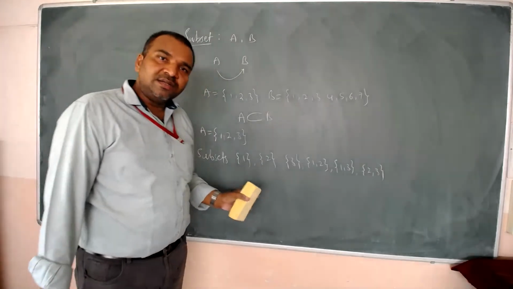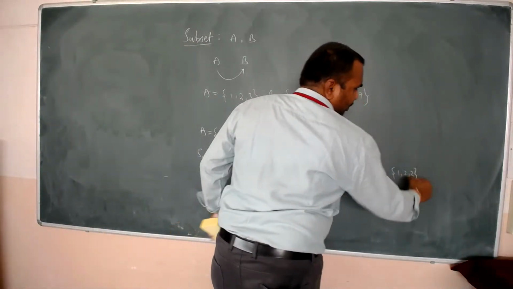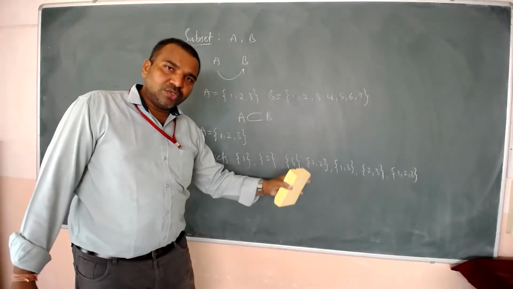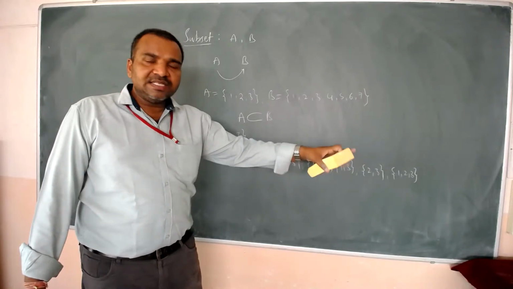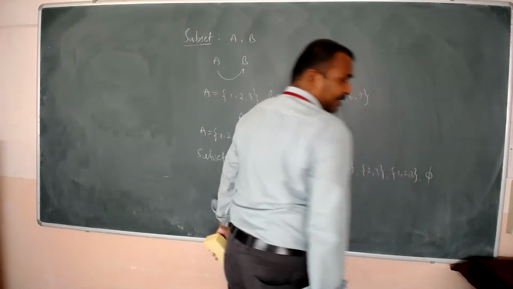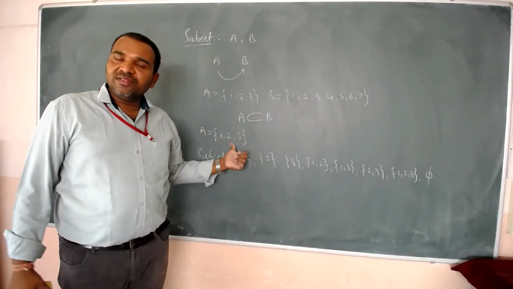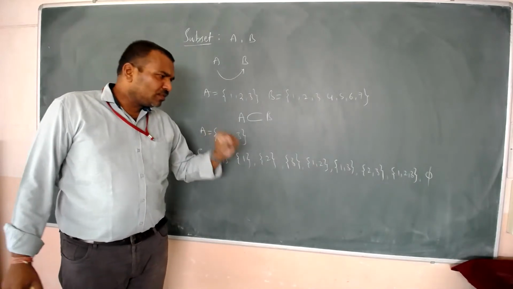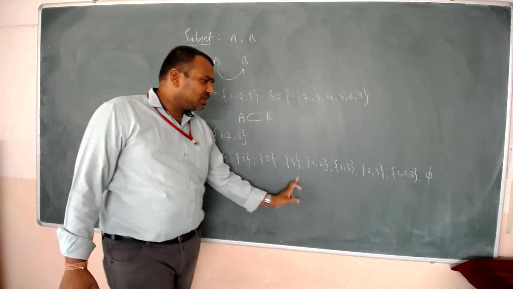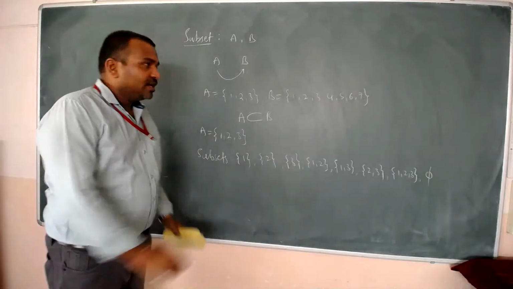Is there any other? Yes, 2 more subsets are there. One is itself, {1, 2, 3}. A set is a subset of itself. That {1, 2, 3} is a subset of itself. Now one more subset is there, that is the null set. All these are the subsets of this set. Clear? Just count it now. How many subsets are there for A? 1, 2, 3, 4, 5, 6, 7, 8. So 8 subsets are there.